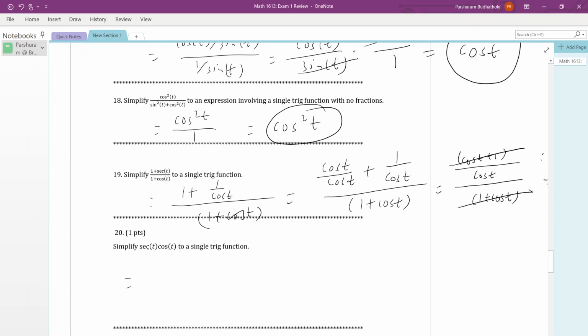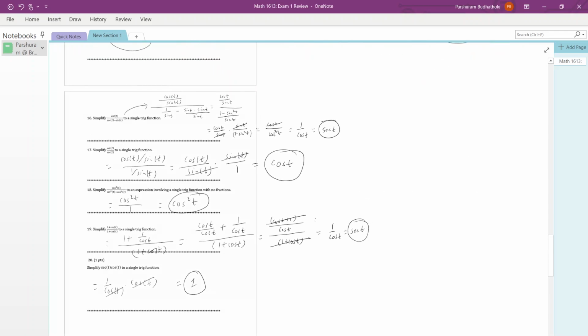Problem 20, secant t means 1 over cosine of t, and there is a cosine of t already, so we can just cancel this, and finally the simplification would be just 1. That's problem 20.